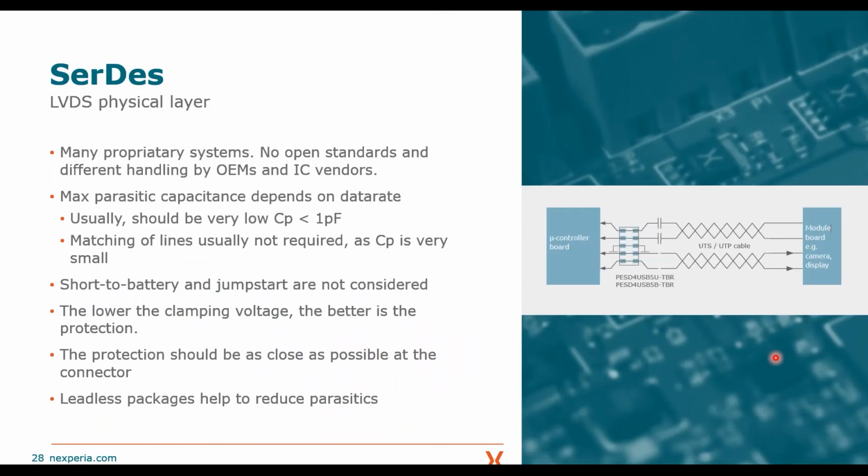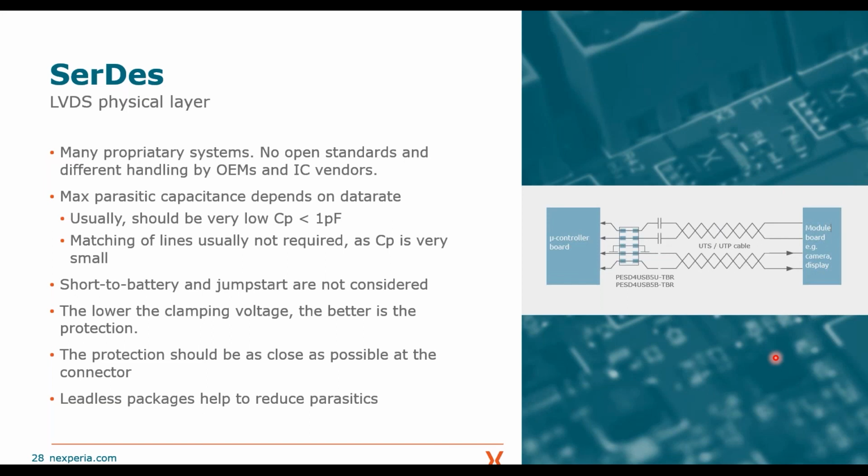And right now there are basically several proprietary systems available. So you might know GMSL. There is also APIX and FPD-Link available, and there is no common or open standard compared to Ethernet.